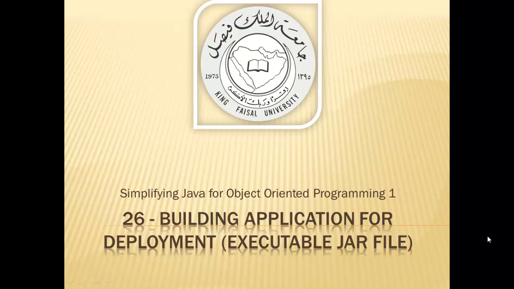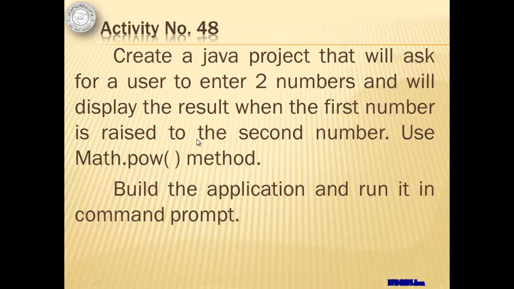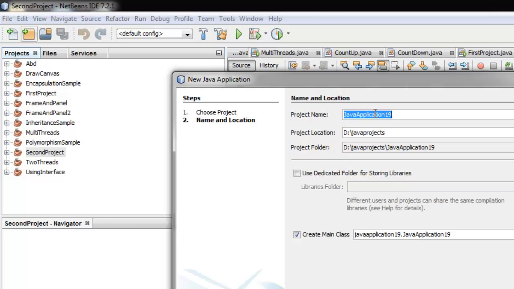This is part 26 in this series and is entitled Building Application for Deployment. Building an application for deployment is as easy as choosing the Run option from the main menu and Clean and Build project. To demonstrate it, we're going to create a Java project that will ask for a user to enter two numbers and will display the result when the first number is raised to the second number. We will use Math.pow method to do that. We will build the application and run it in command prompt.